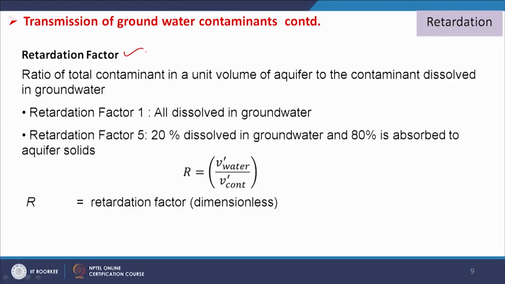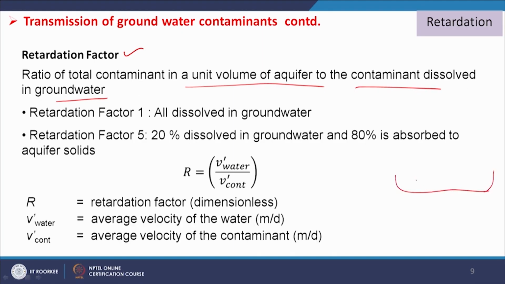Then how do we quantify this retardation? We use one factor, called the retardation factor. What is that? It is the ratio of total contaminant in a unit volume of aquifer to the contaminant dissolved in groundwater. So, you have some aquifer, and per unit volume we take, what is the concentration in the whole volume and what is the concentration in the water. The dissolved material concentration in the water is C2, and C1 is the concentration of the pollutants in the unit volume of the aquifer. So, here water and materials will also be available.